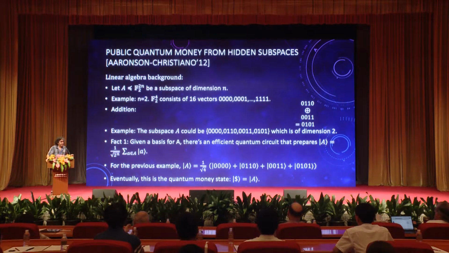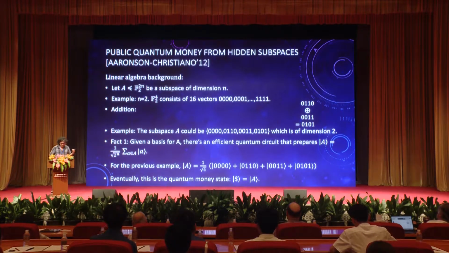So the first fact that we'll use is that given a basis for A, a basis is just n elements, which has a concise description, even though, remember, a subspace of dimension n contains 2 to the n vectors. So the vector space itself is huge, but it has a compact description. Given that compact description, a basis, there is an efficient way to prepare this quantum money state, which is the uniform superposition over all the elements. And this is going to be an important state, this ket A.